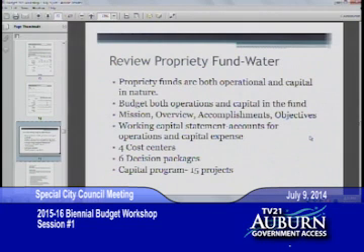Okay, so to review on the proprietary funds, remember they're both operation and capital in nature. Whereas before we were doing operations in the general fund parks department, we're doing their capital in the capital projects fund. But in a proprietary fund, we do both operations and capital within the one fund.